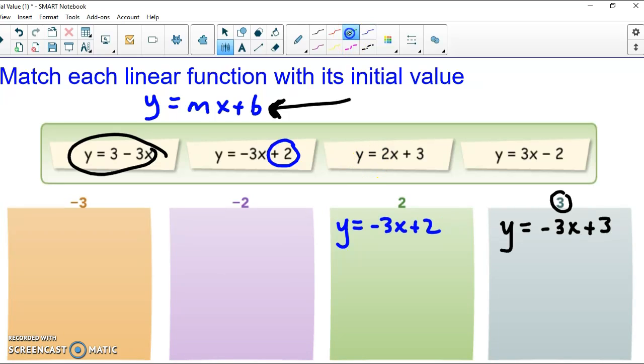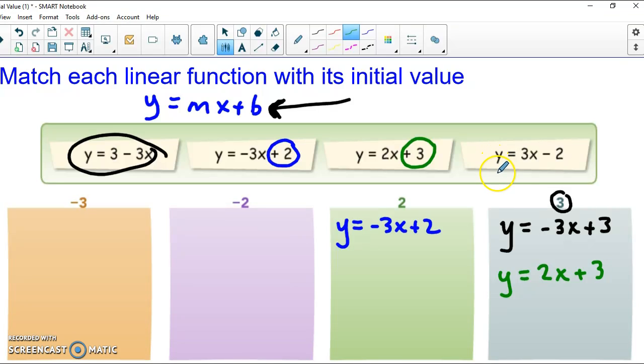All right, let's look at our third equation. y equals 2x plus 3. y equals mx plus b form. So this is my y-intercept, which is a +3. So this equation has an initial value, or a y-intercept, of +3.